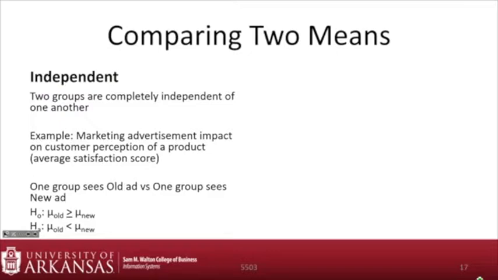Okay. In this case, we want the average satisfaction score of our new group to be higher than the old group. Or why else would I make a new ad? Agreed? Okay. So are you comfortable with the null and alternative hypothesis here?